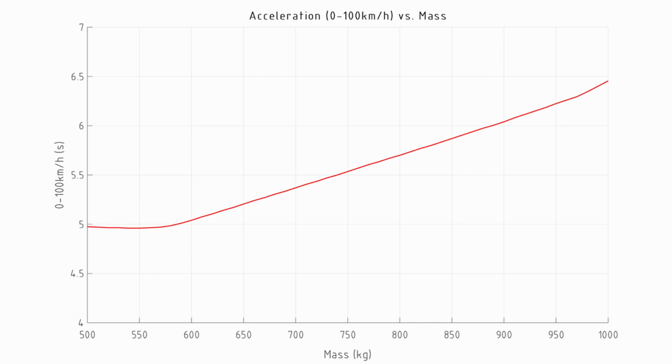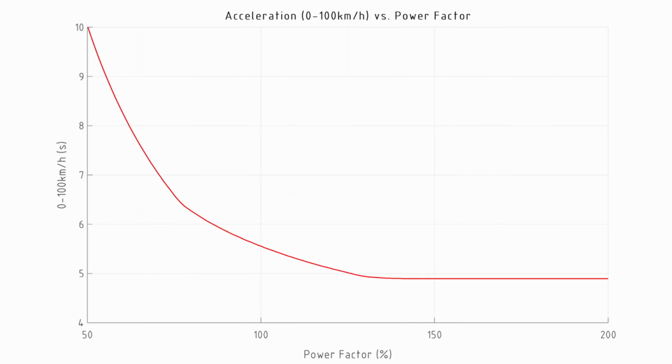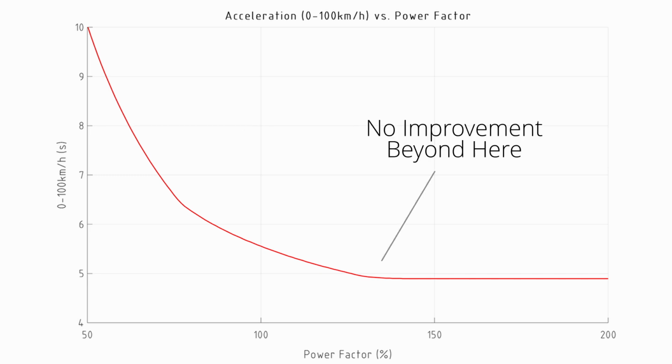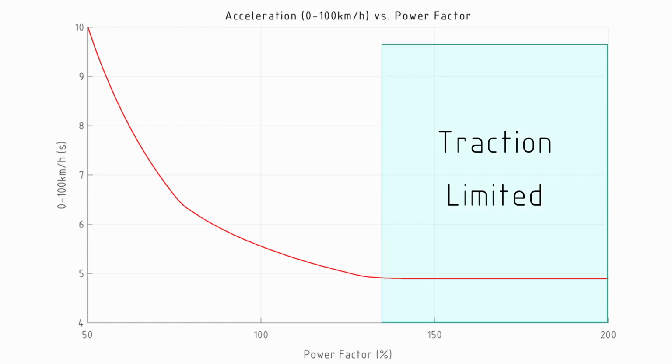A similar thing happens with power. So I applied a power factor here where I could increase or decrease the power just as a scalar, not putting a different engine in. And if we drop to say 50% of the power, our 0 to 100 kilometer an hour time greatly increases, almost doubles. But as we go up in power, there reaches a point where there's basically no improvement. And this is because we are just traction limited again, just like with the mass.